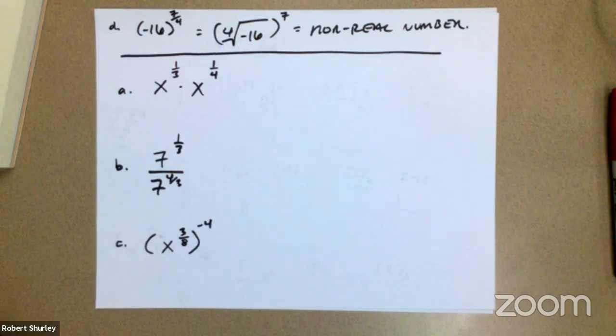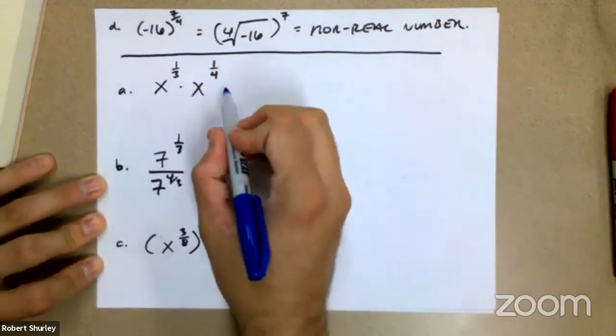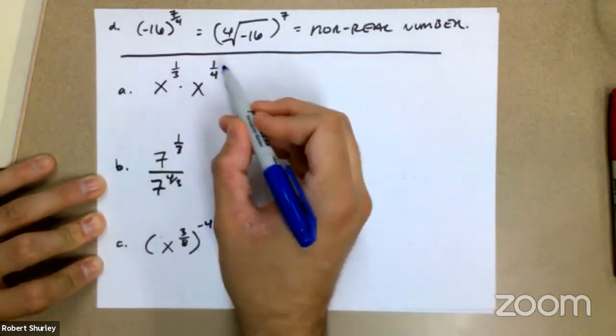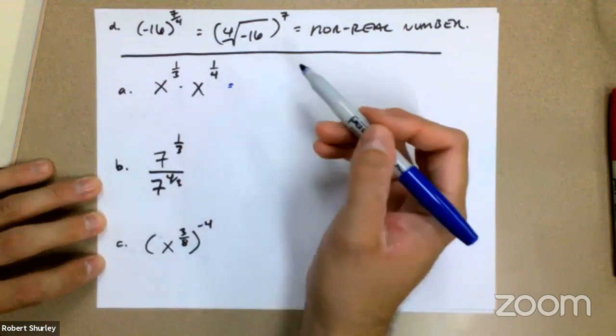Keep working. Again, I'm going to start on this one. Now I know when you multiply, that means you're going to add these, right? Oh crap! They don't have a common denominator.